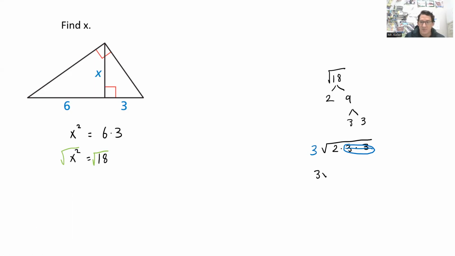So I get 3 times the square root of 2. So x is equal to 3 root 2. Done. That's how you find the altitude. Those sides will be given. So it's just the altitude squared equals those two sides multiplied.